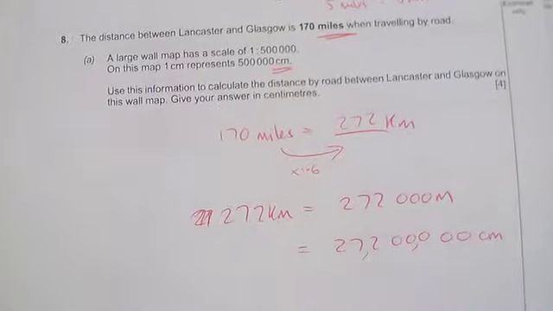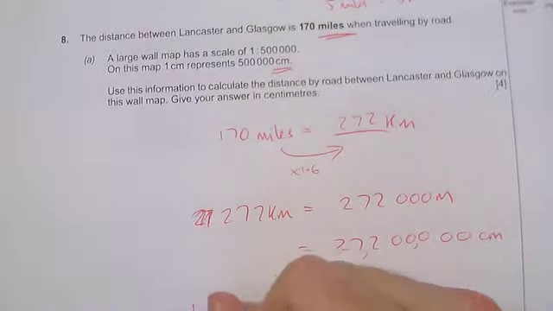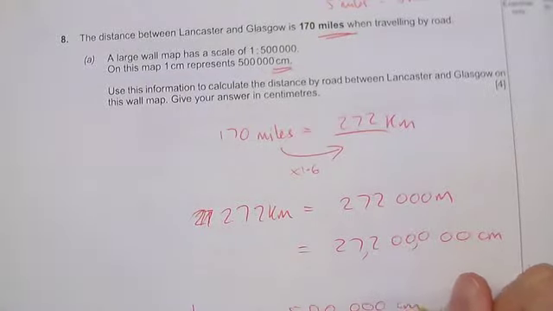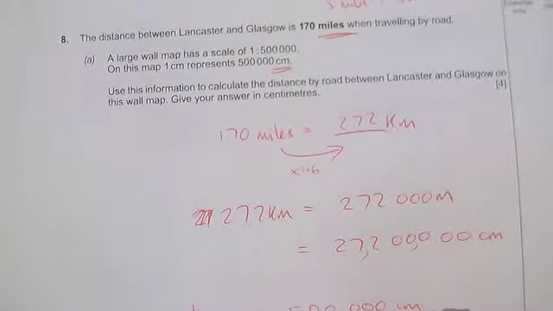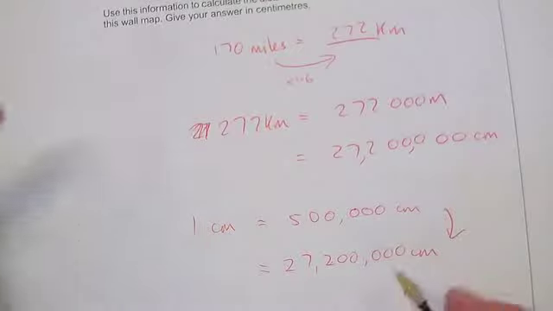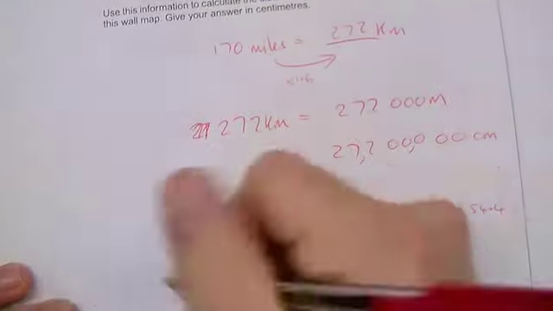Okay, so the scale is 1 to 500,000. So if I know 1 centimetre is equal to 500,000 centimetres, I've effectively got 27,200,000 centimetres. Any idea what I'm going to do next? Do that one divided by that one, and it will tell me how many times multiplied it by, okay? How much is it? 54.4? All good, are we happy with that? Yeah, whatever I do to one side, do to the other side.